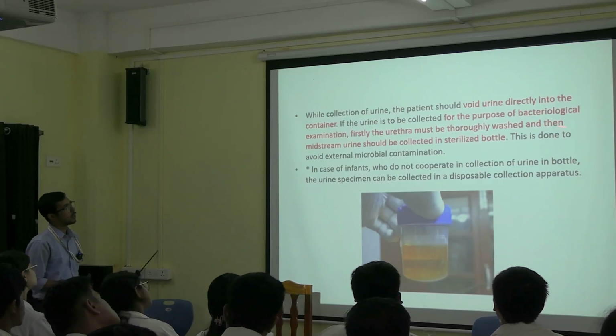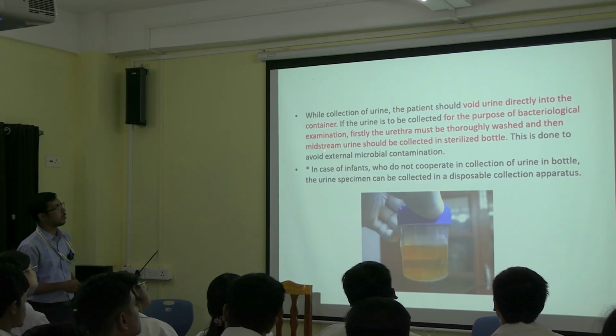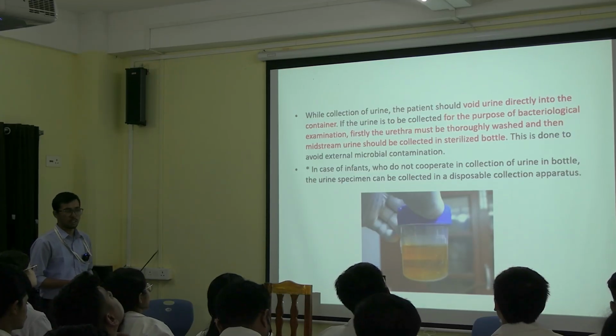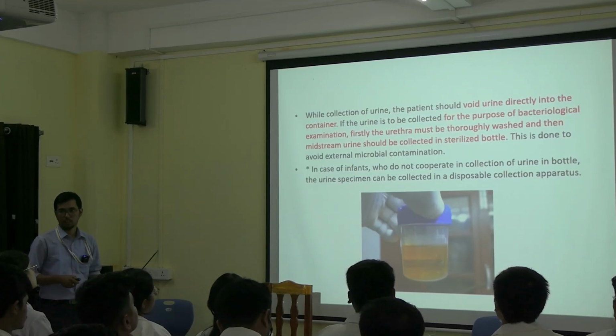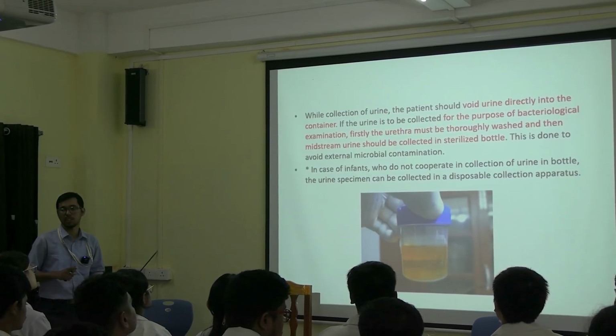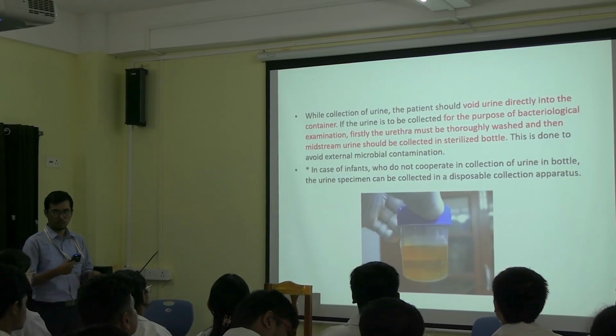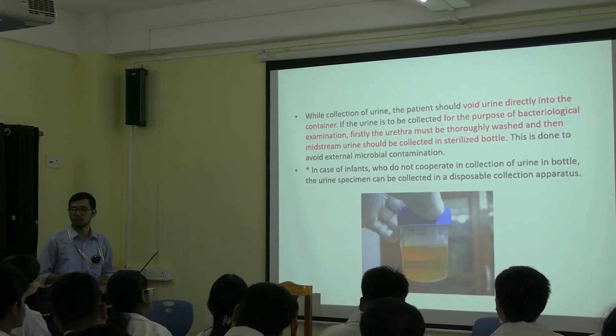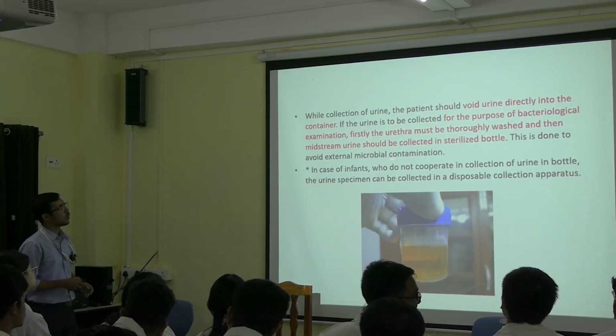First, the urethra must be thoroughly washed, and then midstream urine should be collected in a sterilized bottle. This bottle is found seal packed. When the laboratory gives you the bottle for collection, they will give it in polythene seal packed. Before opening it, you have to wash your hands with soap. This is done to avoid external microbial contamination.